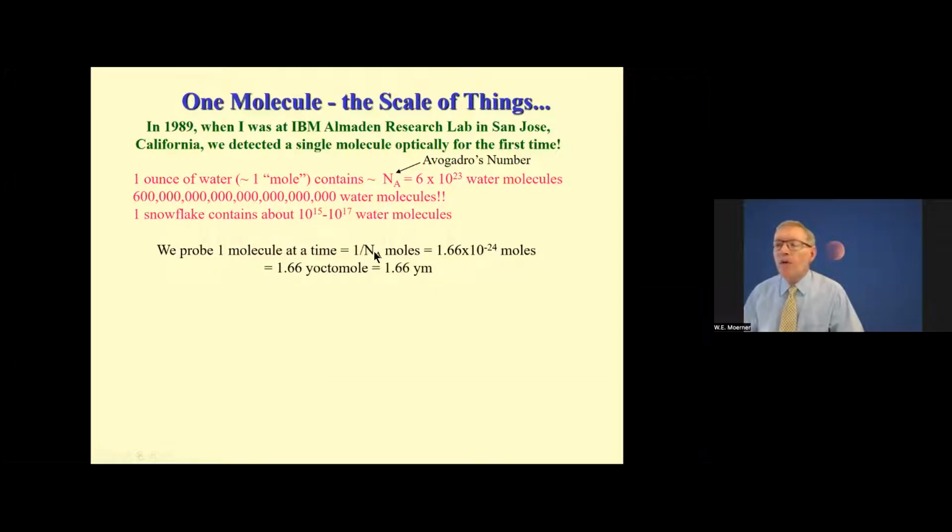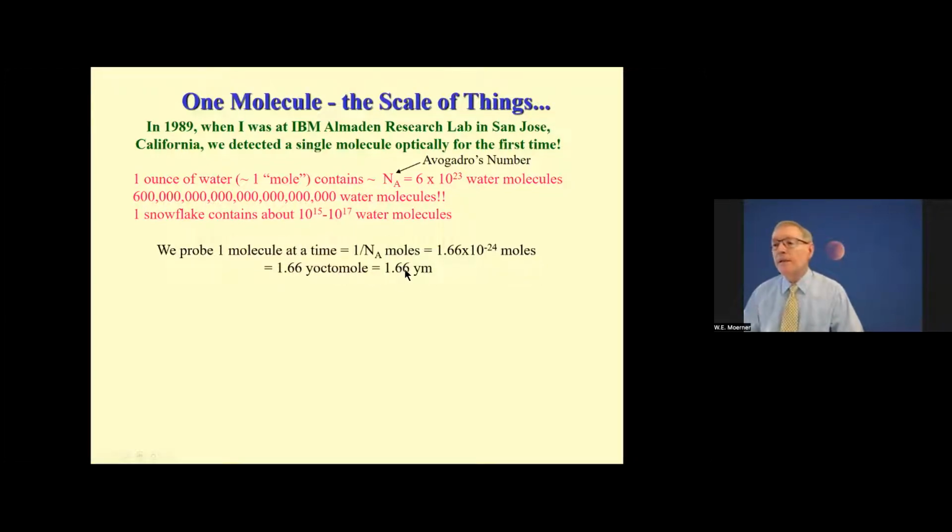In fact, it's 1 over Avogadro's number of moles, or 1.66 × 10⁻²⁴ moles, a very small number of moles. And in order to keep track of large negative exponents, scientists have created another prefix for 10^-24. So a yocto is 10^-24, a yoctomole. So that's what one molecule is.